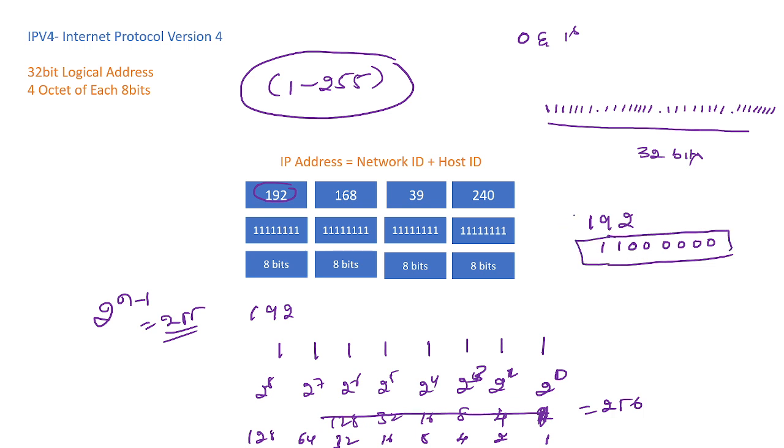The computer will convert this 192 to a binary value and then it will make the connection. Understood? You don't need to know this one, but if somebody asks you how this number 1 to 255 comes, you need to know it. Is it clear, guys?